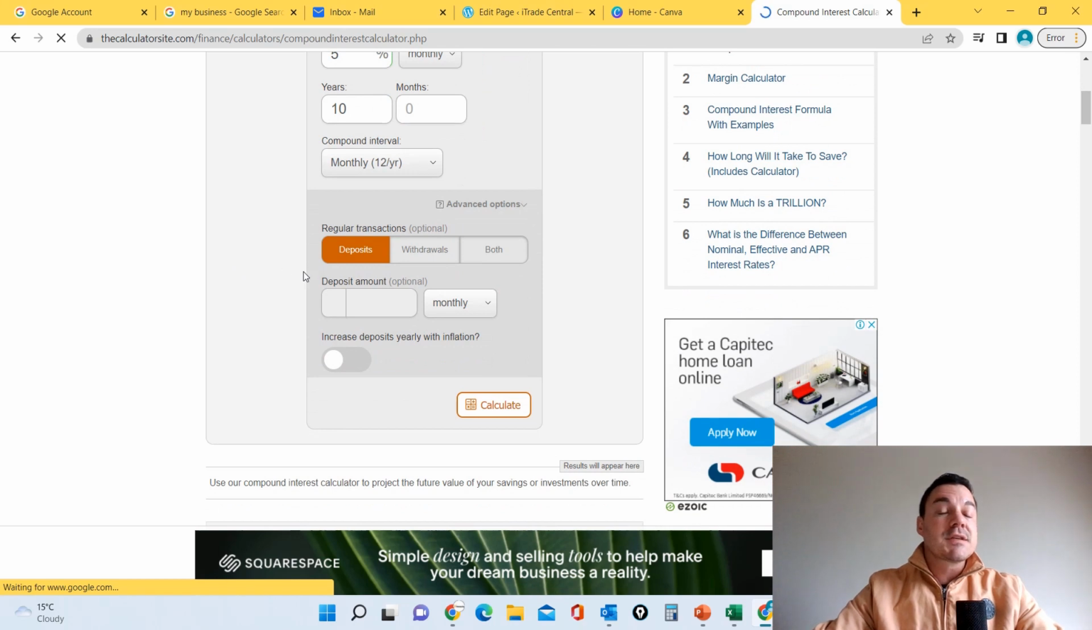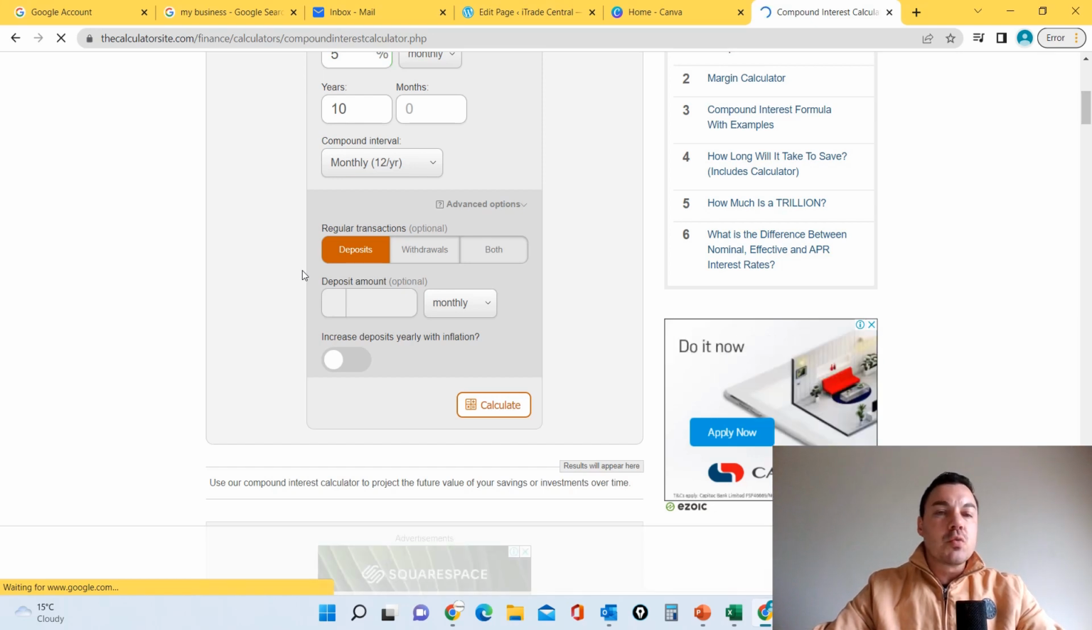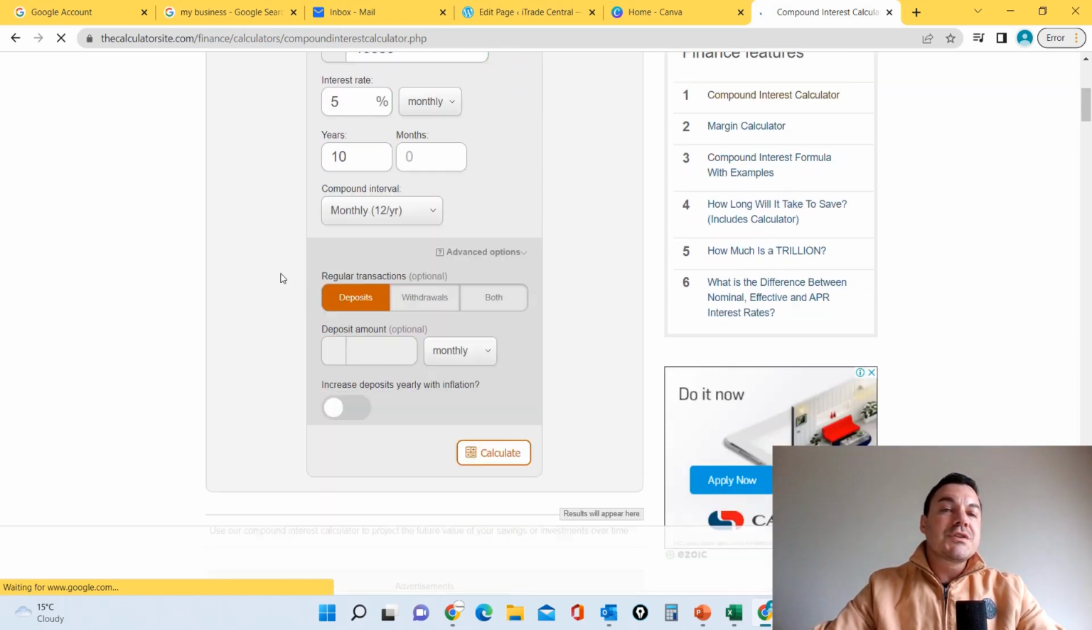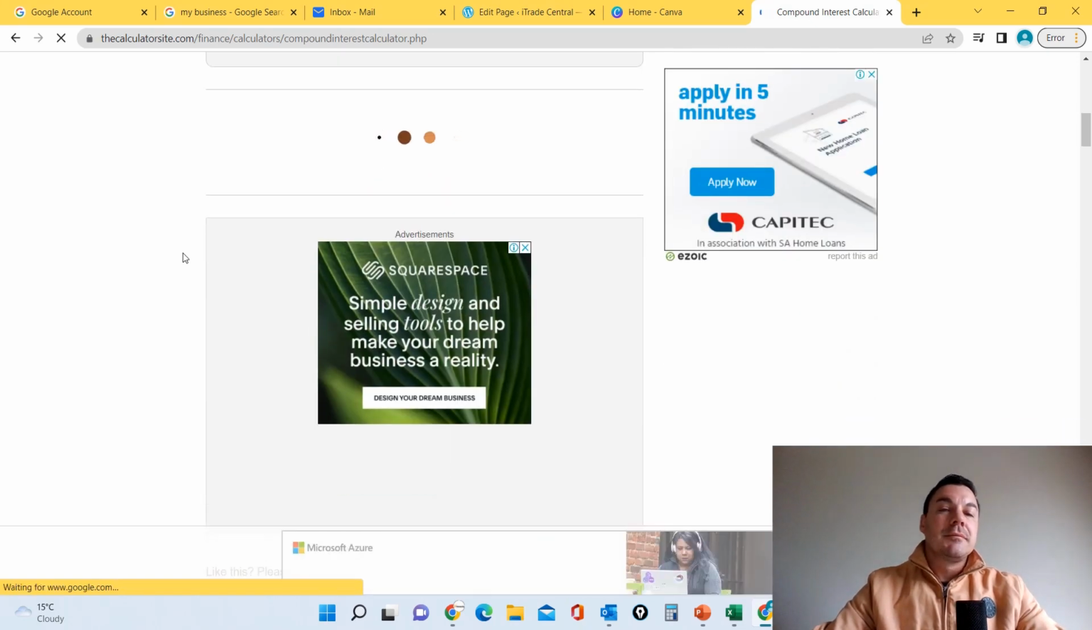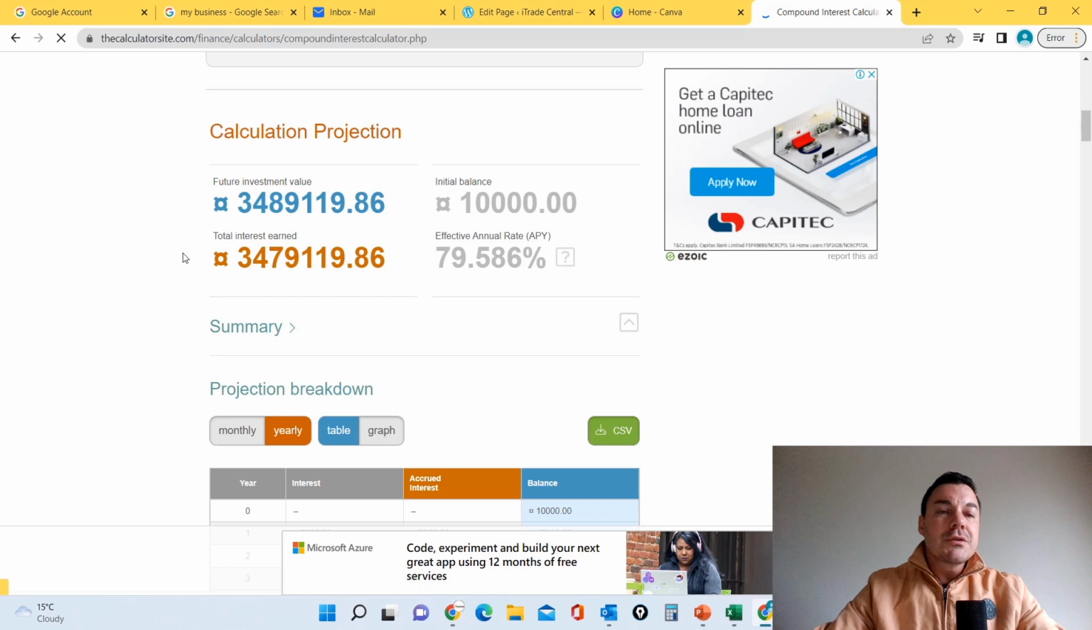No additional deposits, but you also need to be mindful of the fact that there are no withdrawals. Withdrawals impact compounding in a huge way. We did have a question about that as well, so I'm going to answer that too. I'm going to click the calculate button. I want you to take these figures in.